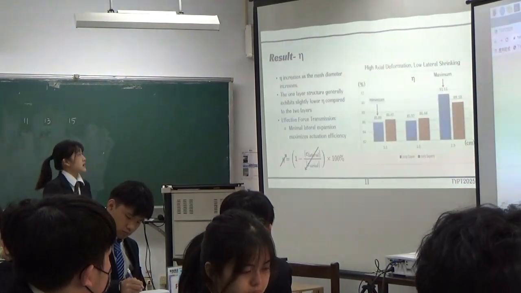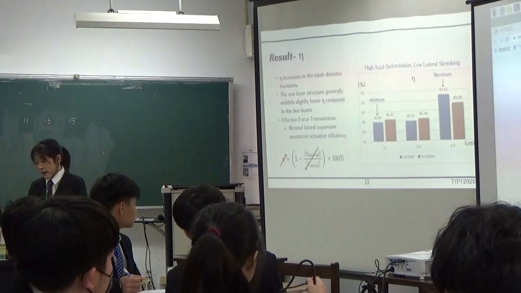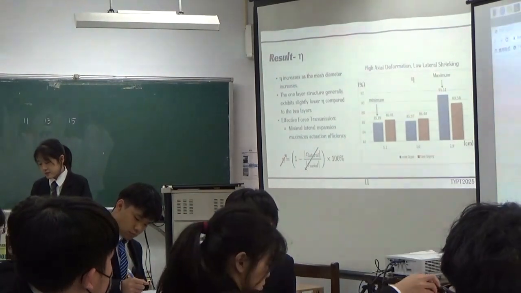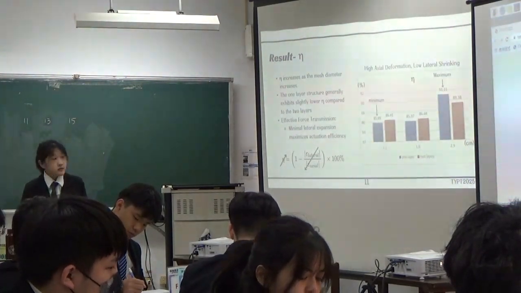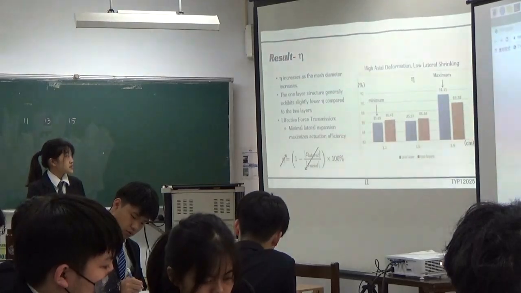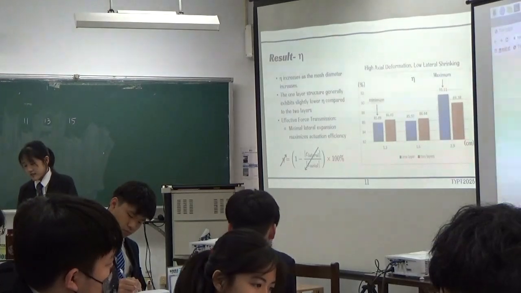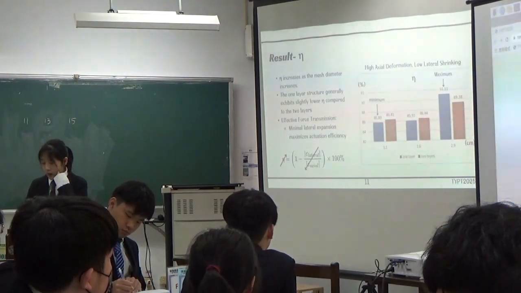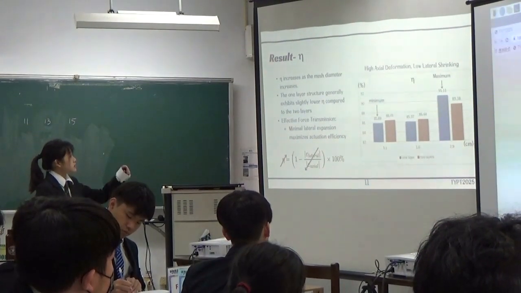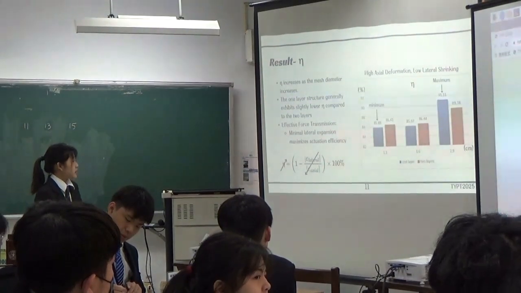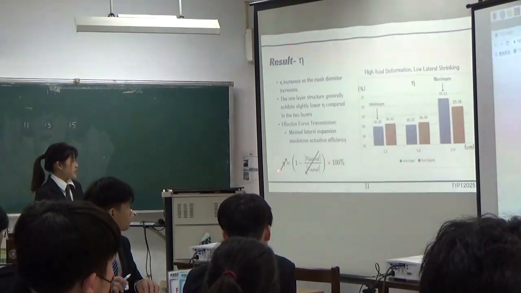This is the result of eta. This chart compares eta from one layer and two layers balloon structures across different mesh diameters. Through this chart, you can see that eta increases as the mesh diameter increases. And the maximum efficiency is at 2.9 cm for the one layer balloon. So by this equation, you can know that when this is decreasing, this eta will increase.